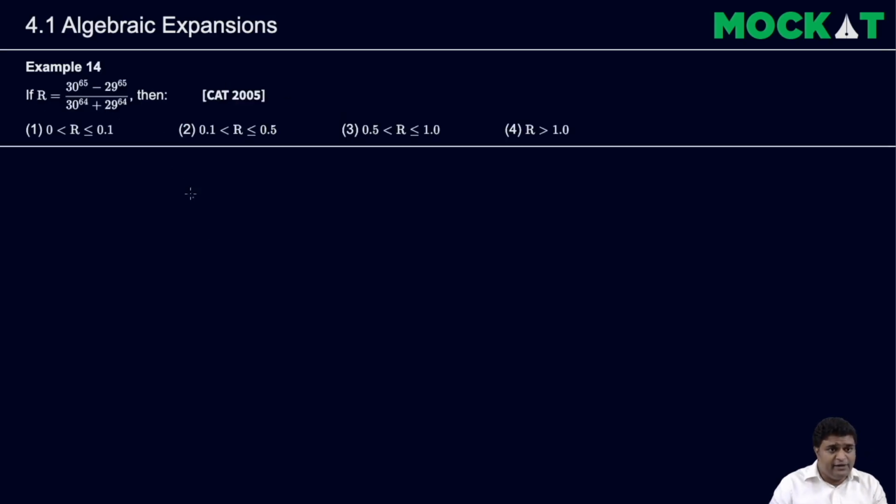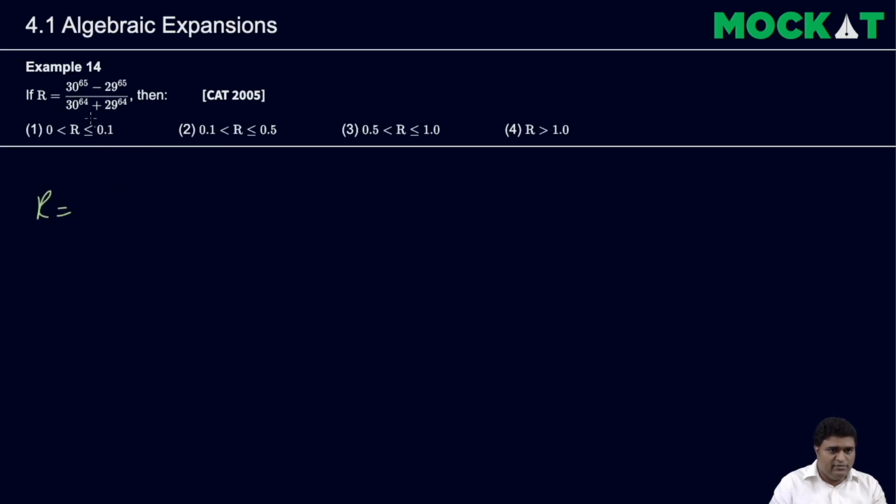On to example 14. Now, r equals 30 power 65 minus 29 power 65 divided by 30 power 64 plus 29 power 64. I need to see where r sits over here, right? Which range over here correctly defines where r is going to fall, okay? It's a power n minus b power n. I'm not looking for whether it's divisible by some number. So I probably need to apply the expansion of a power n minus b power n, right? So what is that going to be?